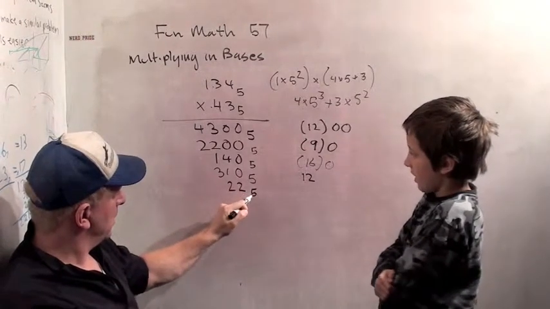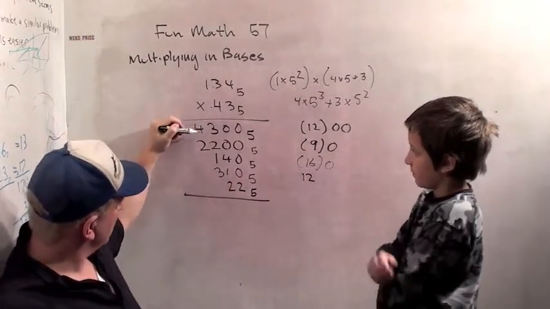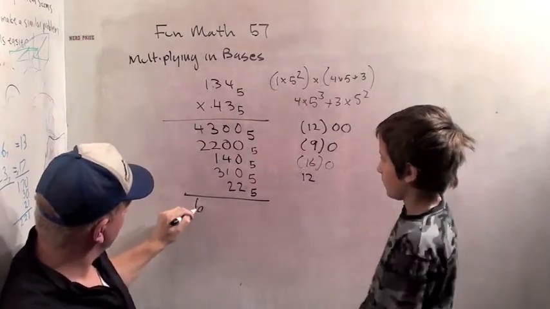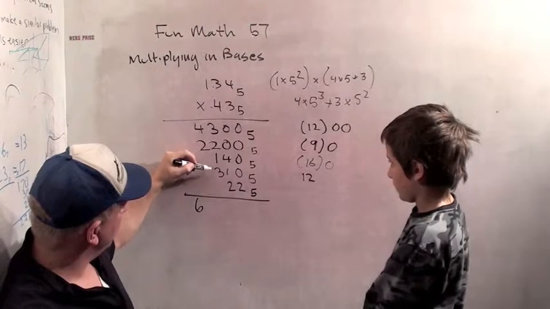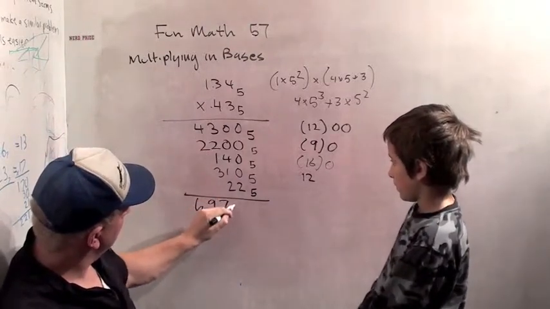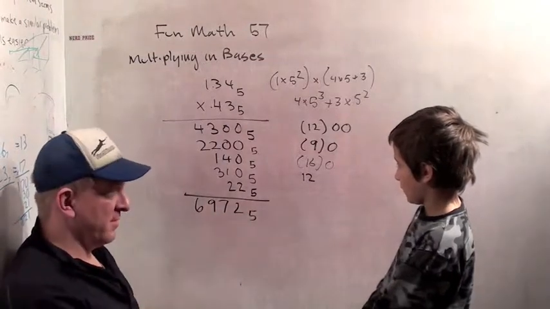And then we have to add all this up. Well, it's a little crazy, but let's just add it up. 3 plus 2 is 5, plus 4 is 9. So we get 6, 9, 7, 2, base 5.